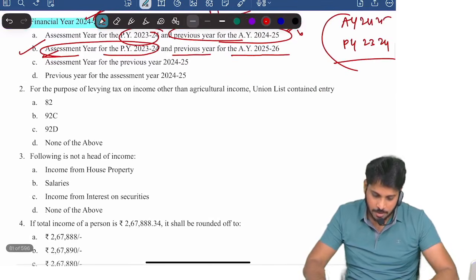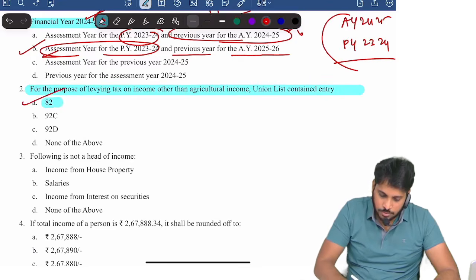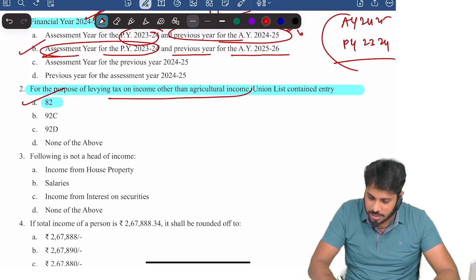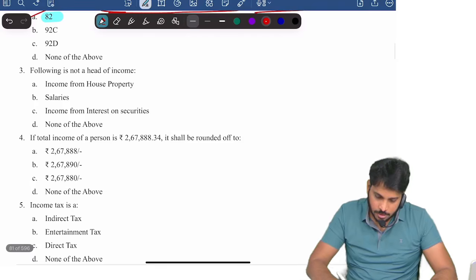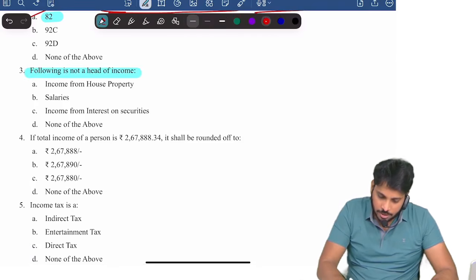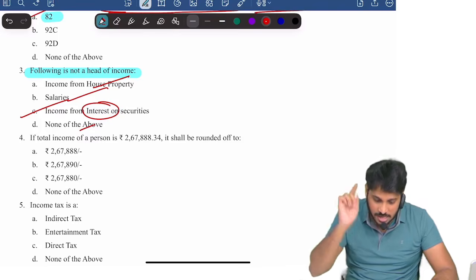Okay, B. For the purpose of levying tax, entry number 82. Tax on income other than agriculture income, union list, entry number 82. Which of the following is not a head of income? Interest on securities, income from other sources. This is not a head.